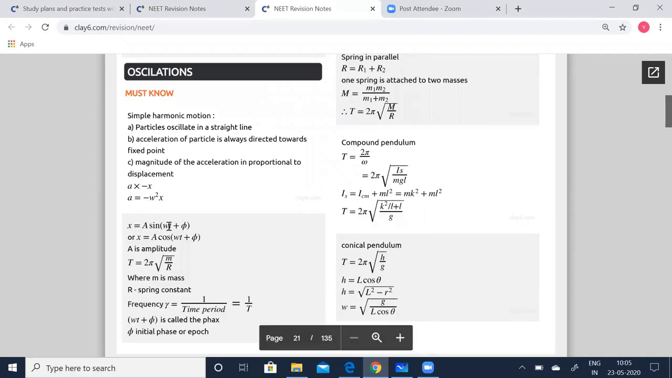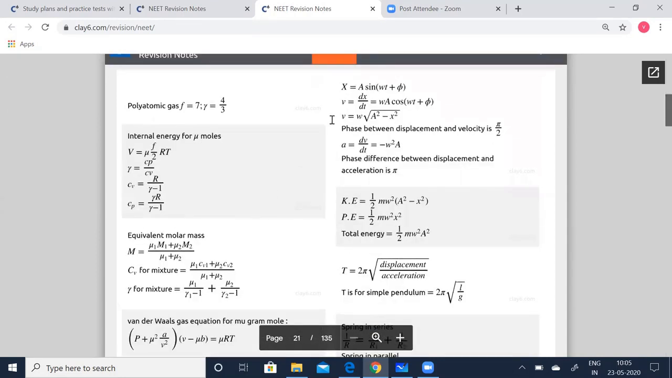x is equal to A sin(omega t plus phi), or x is equal to A cos(omega t plus phi). Both ways you can write, where A is the amplitude and T is the time period. T is equal to 2 pi root of m by k, where m is the mass and k is the spring constant. Frequency, nu, is given by 1 by time period, which is equal to 1 by T. Omega t plus phi is called the phase angle, where phi is the initial phase or epoch.